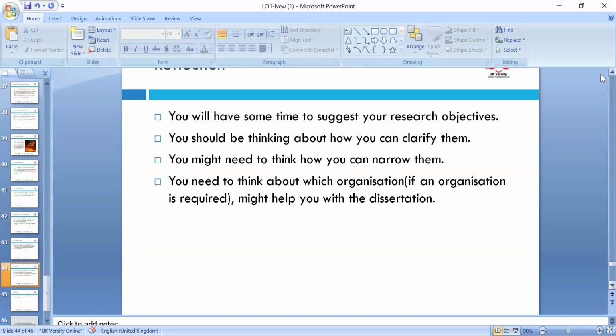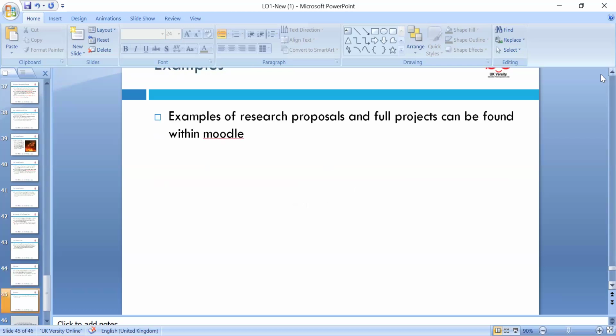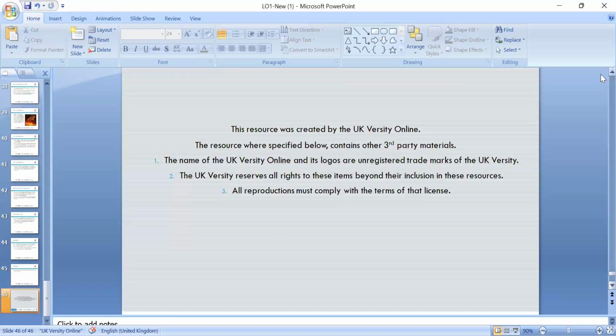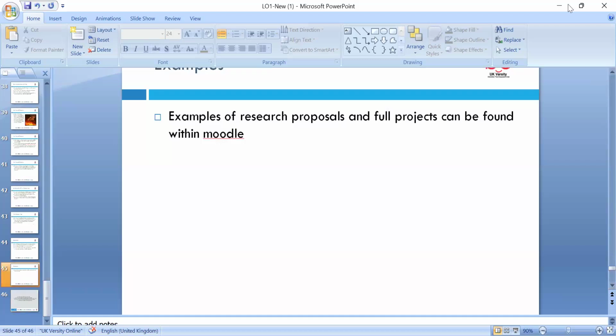So you will have some time to suggest your research objective. You should think about it clearly. You can narrow them down and make sure the objective is achievable. An example of the research proposal and full project can be found on Moodle. We will upload some, and I will ask Raman or the admin office to upload.